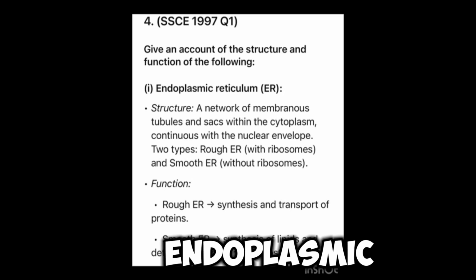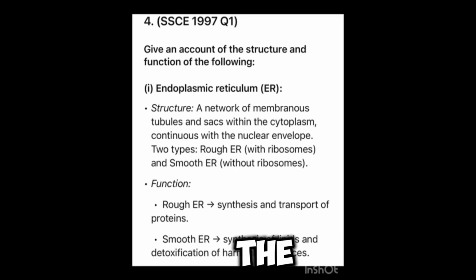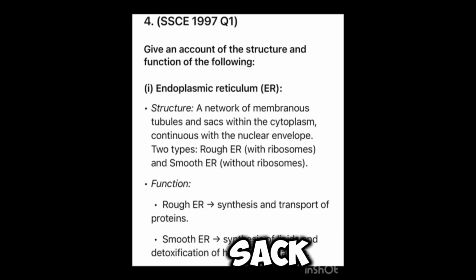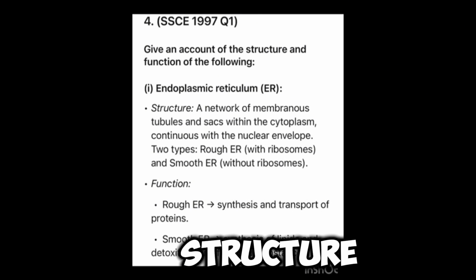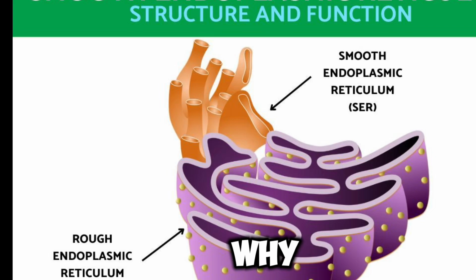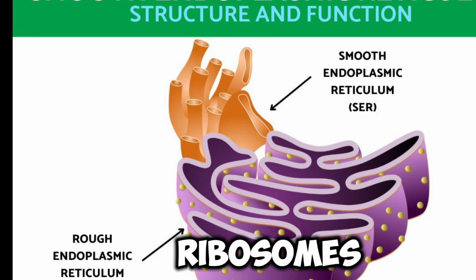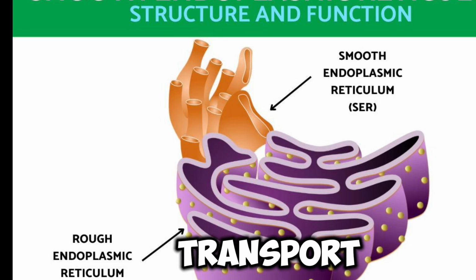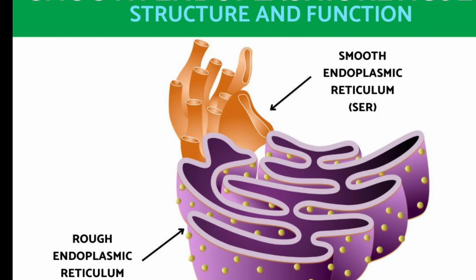The fourth question says, give an account of the structure and function of the following. 1. Endoplasmic reticulum. The structure is that it is a network of membranous tubules and sacs. It has two types. It has rough ER, which has ribosomes, while smooth ER doesn't have ribosomes. The function is that rough ER synthesizes protein and transports it, while smooth ER synthesizes lipids and detoxifies harmful substances.